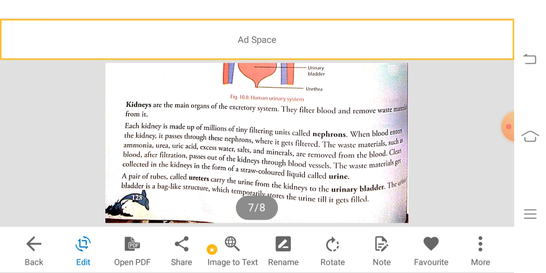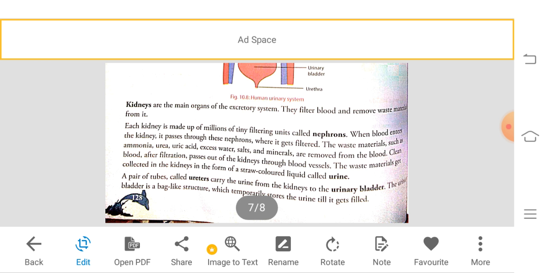When blood enters the kidney, it passes through the nephrons. So what are the main filters in our kidney? The main filters are the nephrons. Whenever blood passes through the nephrons, waste material like urea, uric acid and ammonia, and excess water, salt and minerals are removed from the blood, and clean blood passes out of the kidney.